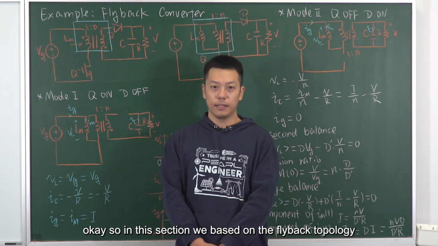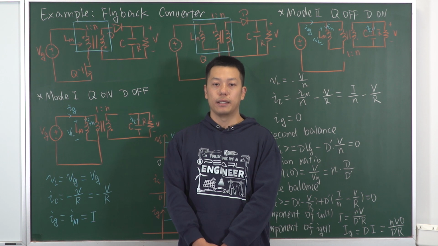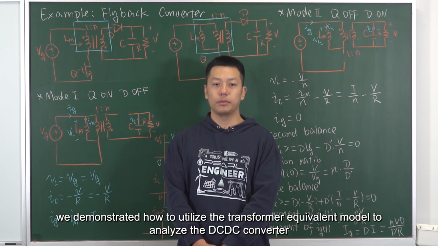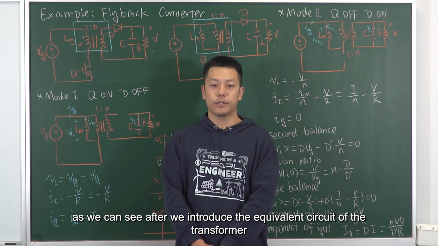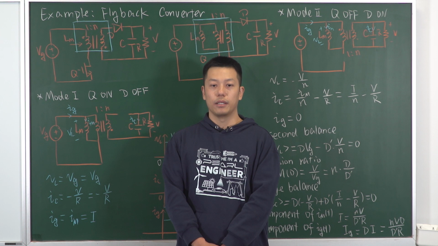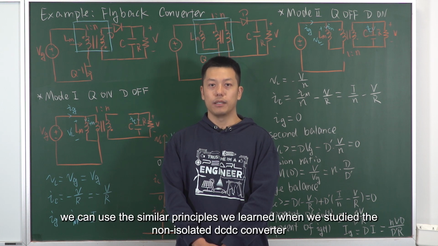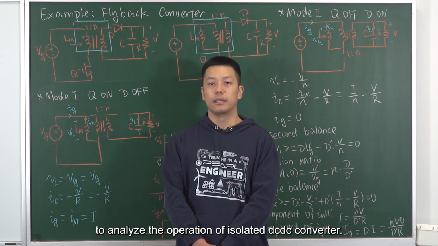Okay, so in this section, based on the flyback topology, we demonstrated how to utilize the transformer equivalent model to analyze the DC-DC converter. As we can see, after introducing the equivalent circuit of the transformer, we can use the similar principles we learned before when we studied the non-isolated DC converter to analyze the operation of the isolated DC-DC converter.